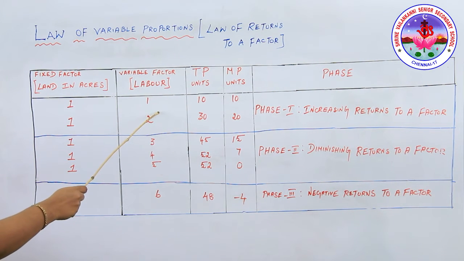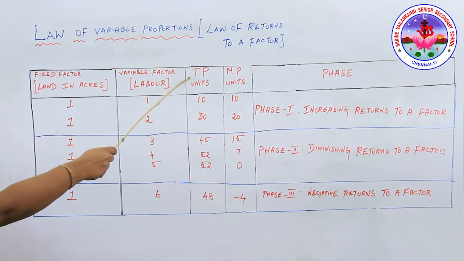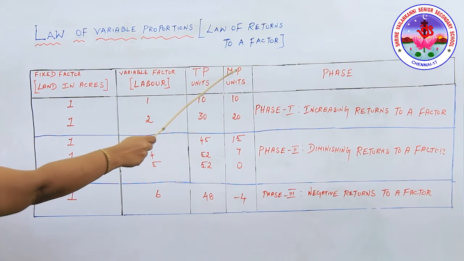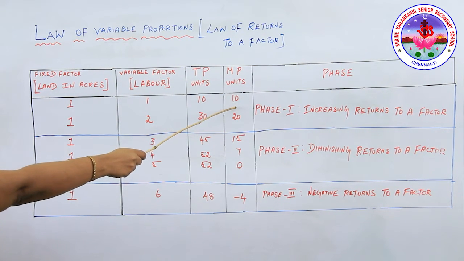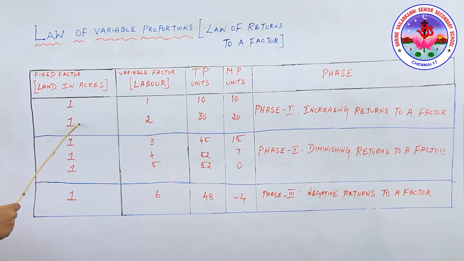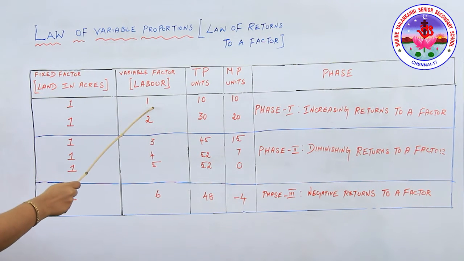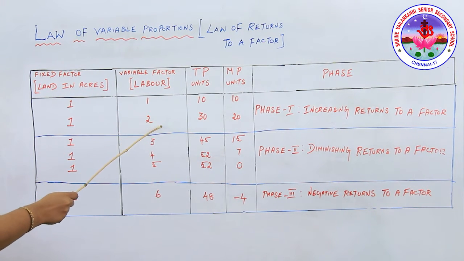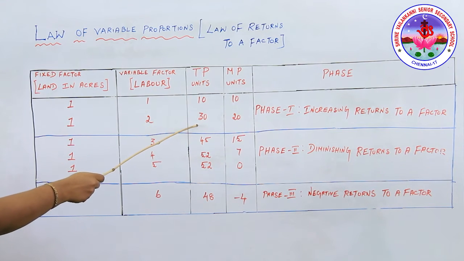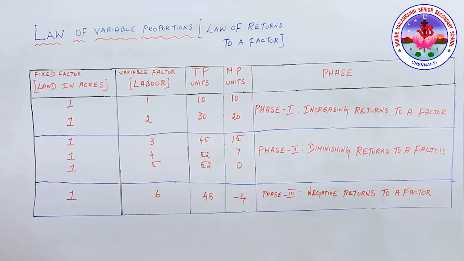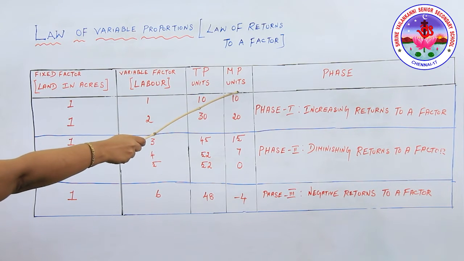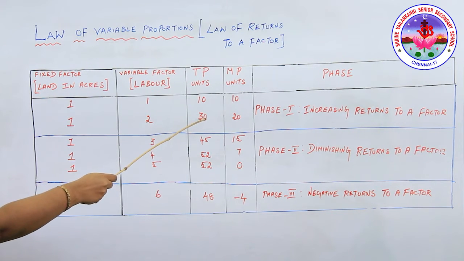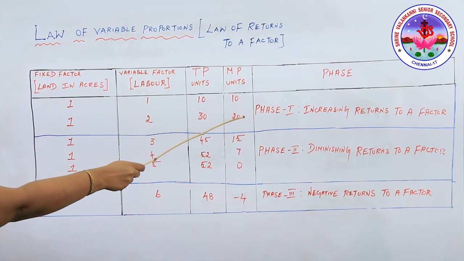When we talk about the labor, the first labor, how many total products are they producing? They are producing 10 units of TP, and the marginal product is also 10 units. In the second row, again the land is fixed, it's the same, and the labor has increased from one to two. If it increases, the TP also increases from 10 units to 30 units. When we talk about the marginal product, I think everyone knows MP is TPn minus TPn-1. So 30 minus 10, what will you get? You will get 20.